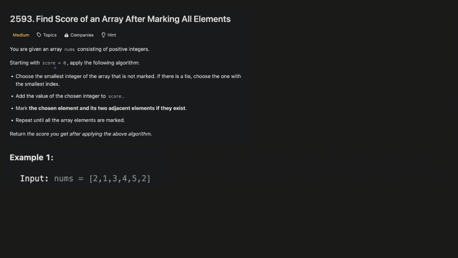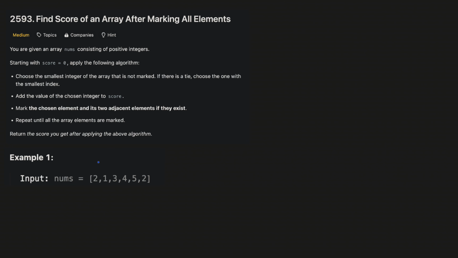Starting with score equal to 0, we have to apply the following algorithm. Choose the smallest number of the array that is not yet marked. If there is a tie, choose the one with the smallest index. Add the value of the chosen integer to the score. Mark the chosen element and two adjacent elements if they exist, and repeat this algorithm until all the array elements are marked. And in the end, we will return the score that we will get after applying the above algorithm.